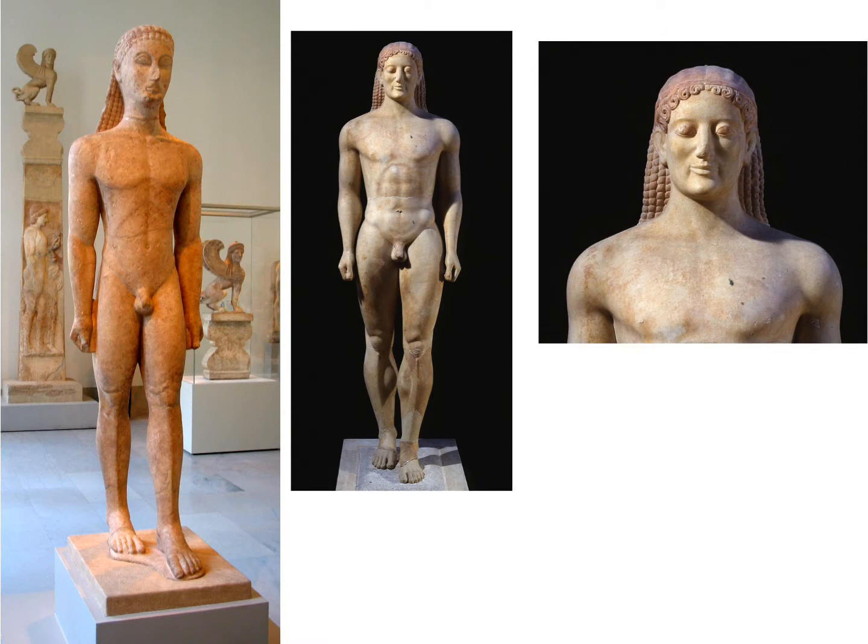Here you can see a comparison of the Croesus Koros with the New York Koros. Similarities wise, you can see that the stance is very similar. They both have that rigid retaining of the block of stone. They also have the archaic smile, even though the New York Koros not as much as the Anavissos Koros.